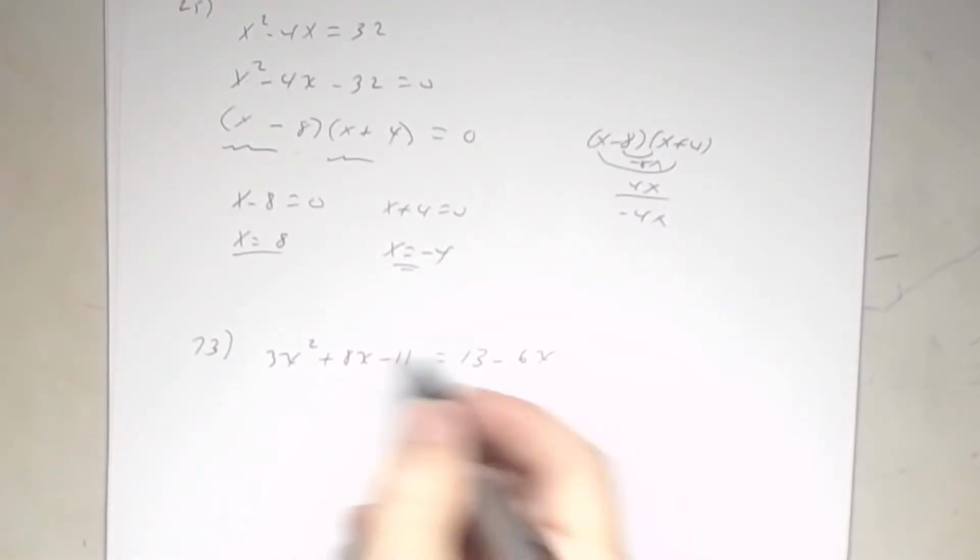Come on, guys. You've got to be quick with this. You're moving it to the other side. Put in standard form. If you're going to use the zero factor property, what number must be on one of the sides? 0. So you've got to subtract 13 from both sides and then add 6x to both sides.